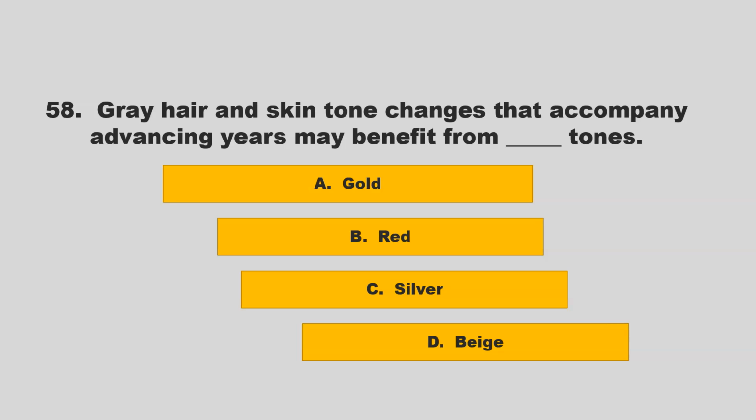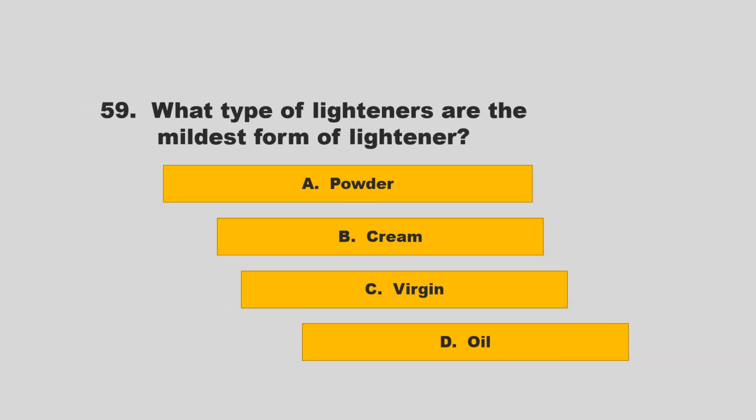Gray hair and skin tone changes that accompany advancing years may benefit from blank tones. Is it gold, red, silver, or beige? If you chose C, silver, you are correct.